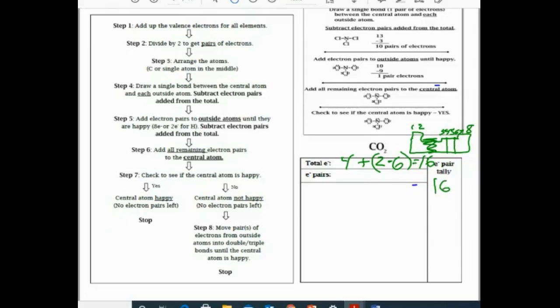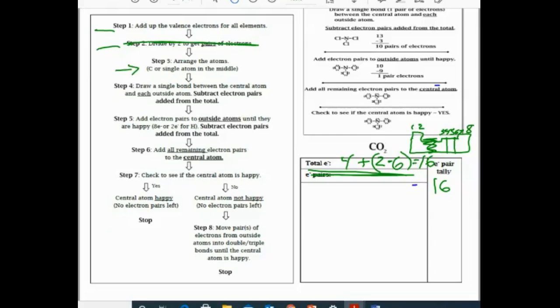So I'm going to go ahead and do this way. I'm going to use just the actual number, not pairs this time, just so you can see the difference. So I have 16 total valence electrons. All of them have to be used. All right, next rule. So I counted my valence electrons always first. Step 2, divide into pairs. I'm going to skip that one just for now.